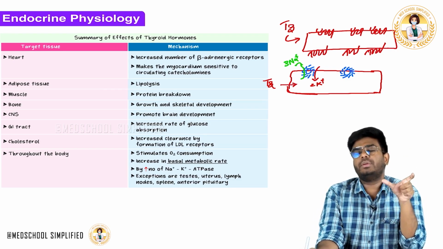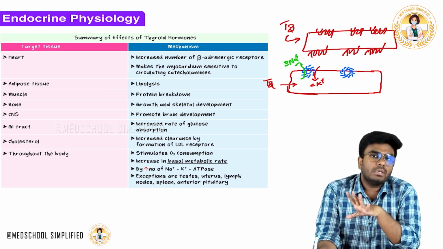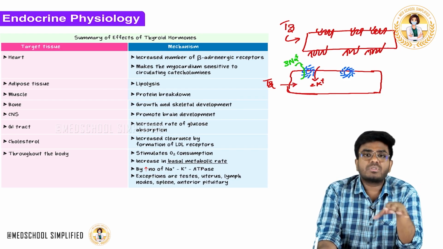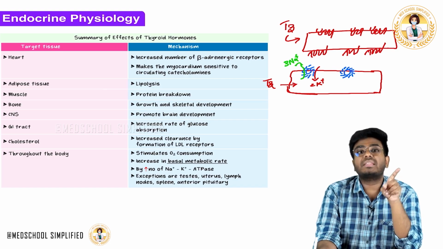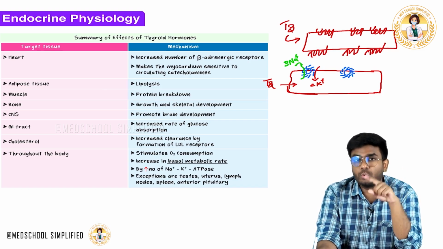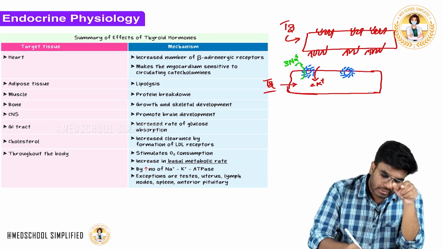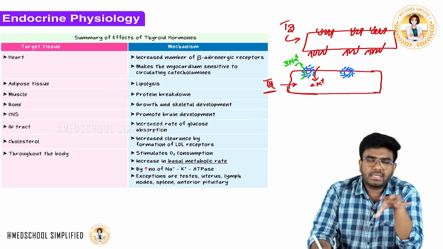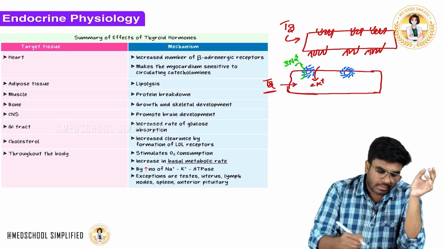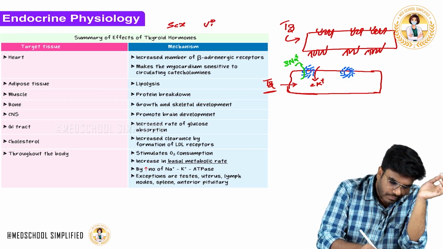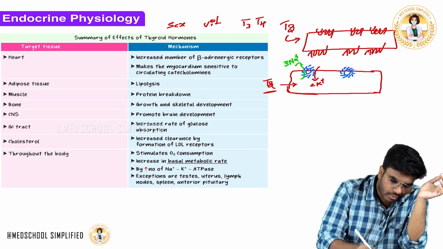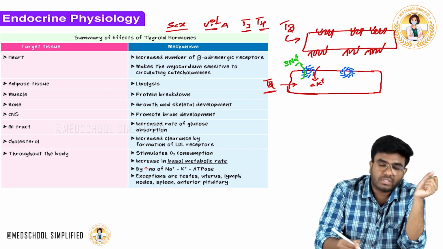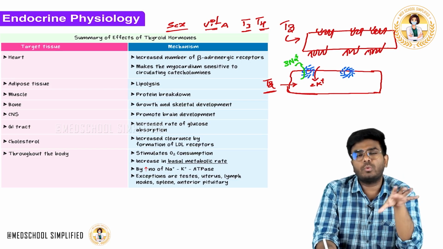First of all, remember, right now I am telling you that thyroid hormones do not have the receptor on the cell membrane. Thyroid hormones do not have the receptor in the cytoplasm either. Thyroid hormones have the receptor in the nucleus. Thyroid hormone receptor is present in the nucleus. They are intranuclear receptors. I used to remember it with the mnemonic: sex with T3 T4. Sex hormones, vitamin A, and T3 T4: these hormones have their receptors within the nucleus, intranuclear receptors.